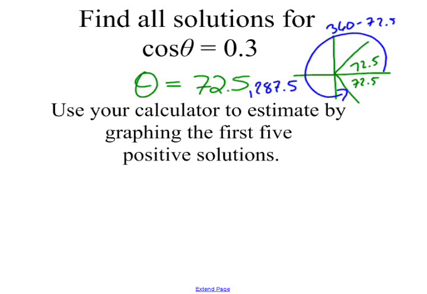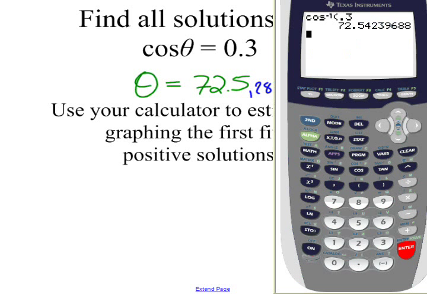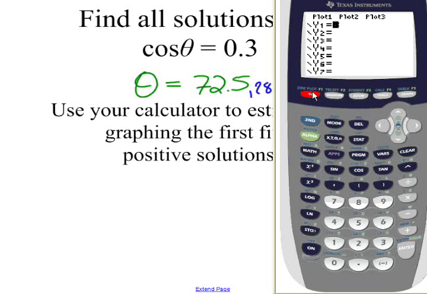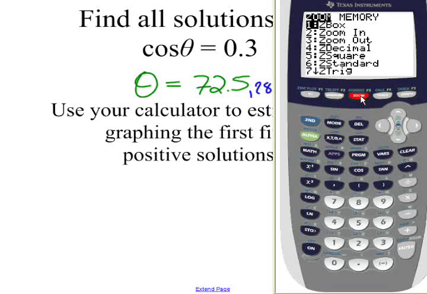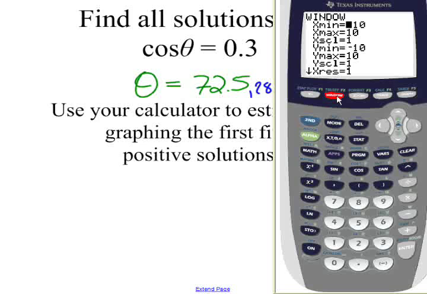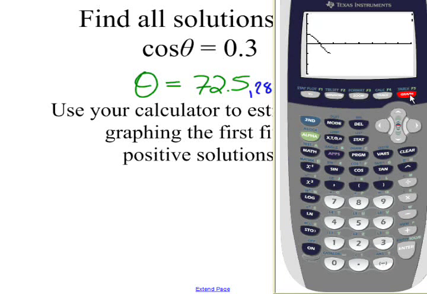All right, let's look at it graphically. I'm going to put y equals cosine of theta in one, and I'm going to put 0.3 in the other. Then I'm going to mess with my window. I'm going to go from 0 to 720, and I'm going to do a scale of 90. I know cosine goes up to 1 and down to -1, so I'm going to go from -3 to 3 just so I can see a little bit above and below my graph.